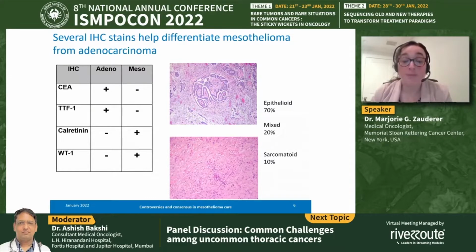There are 3 subtypes of mesothelioma: epithelioid, which is the most common and most responsive to chemotherapy, sarcomatoid, and biphasic, which is a combination of epithelioid and sarcomatoid.